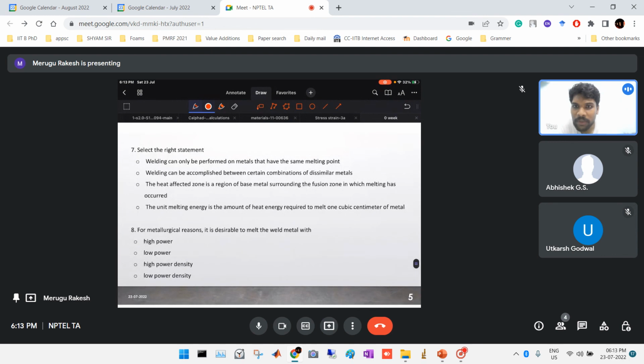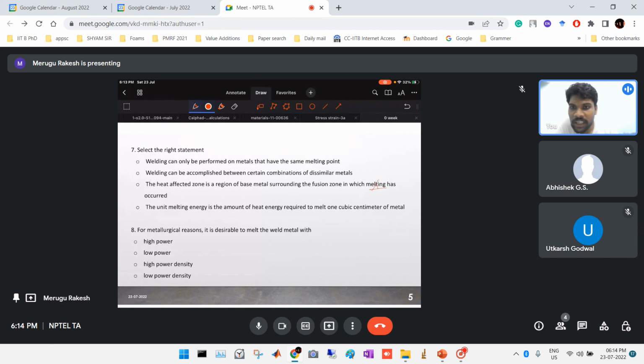So next question is, select the right statement. Welding can only be performed on metals that have the same melting point. No, it's not true. We can perform it even if the melting points are different. The second option is welding can be accomplished between certain combinations of dissimilar metals. Yeah, this is true. The heat affected zone is a region of base metal surrounding the fusion zone in which melting has occurred. But in the heat affected zone the melting will not happen. So this option is wrong.